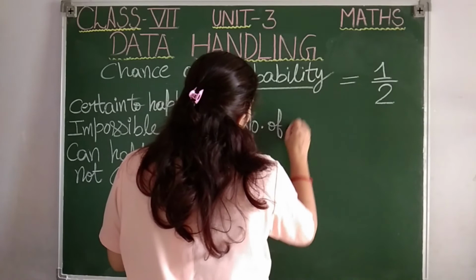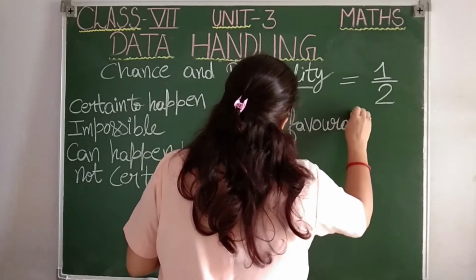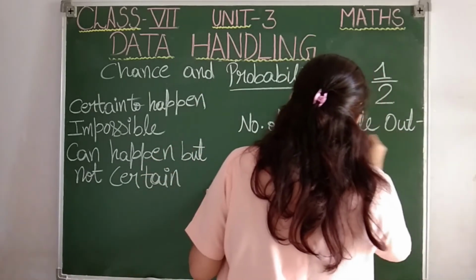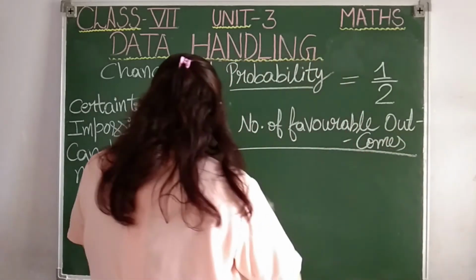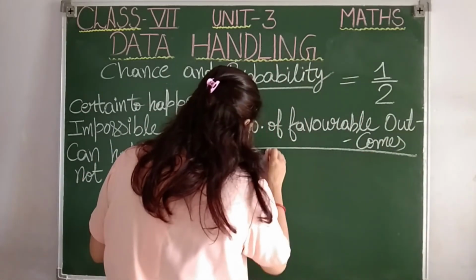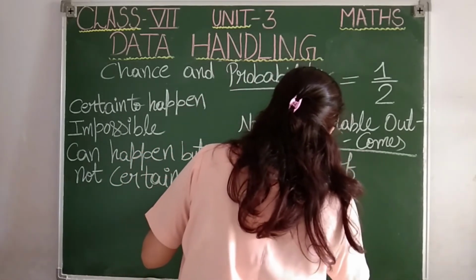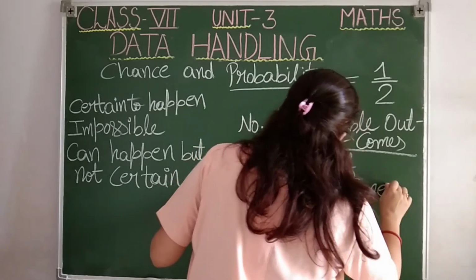Number of favorable outcomes. Outcomes means, students, result. Number of favorable outcomes divided by total number of outcomes. This is the formula to calculate probability for an event.